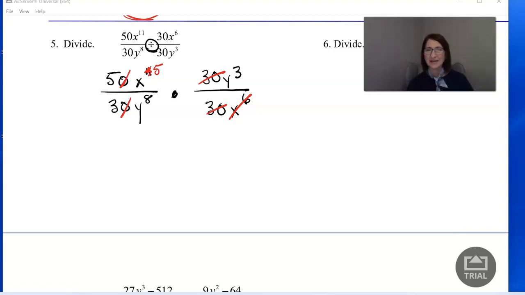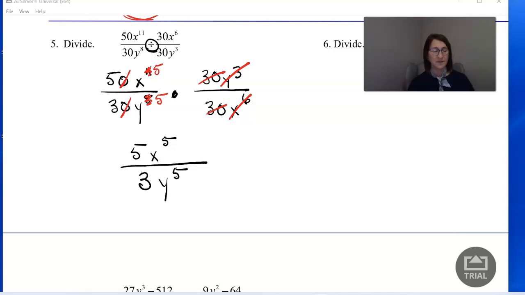I can do the same process with the y's. I have 8 y's on the bottom, 3 y's on the top. So I get rid of the 3 on top, and then this y to the 8th becomes y to the 5th. 8 minus 3 is 5. Okay, or you could think of it as 3 minus 8 is a negative 5. That negative 5 means it goes to the bottom. So our final answer is going to be 5x to the 5th over 3y to the 5th.